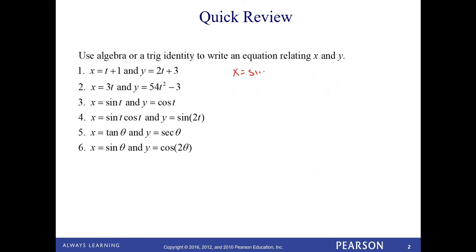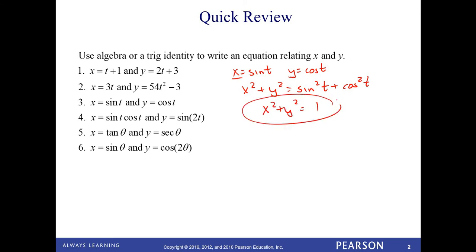This is the simplest of the trig functions to convert to an xy. We just say x squared plus y squared, adding this squared plus this squared, is the same as adding sine squared t plus cos squared t, and we know that that equals 1. So this is the equation in xy form of a circle centered at the origin. Now let's take a look at number 4.